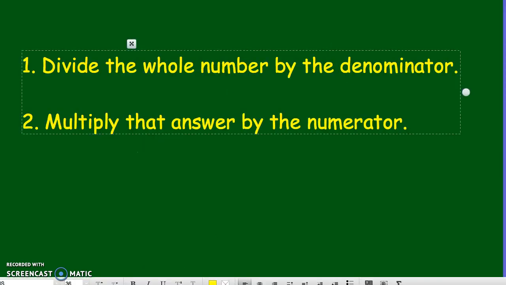To finish up, remember that the first thing that you need to do to find the fraction of a number is to divide the whole number by the denominator. Then the next step is whatever you get after dividing, you're going to multiply that answer by the numerator, and that will let you know what the fraction of that original number was.